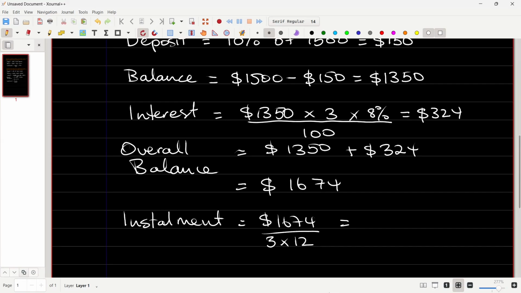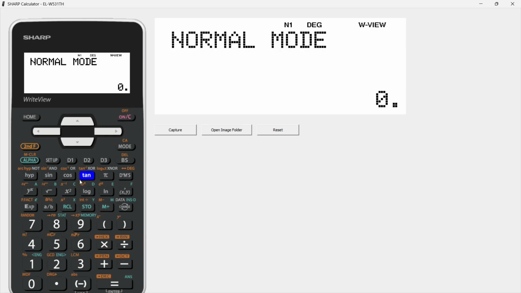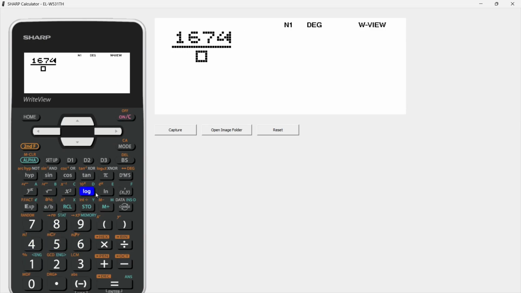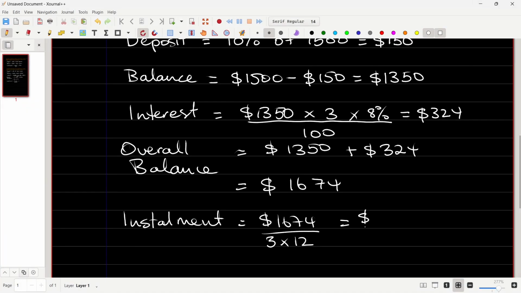So let's see what we get there. So 1674, let me do this another way. So 1674 divided by 3 times 12, and that would give me 46.5, which is $46.50. All right, so $46.50 is the monthly installments. Let's go to the next one.